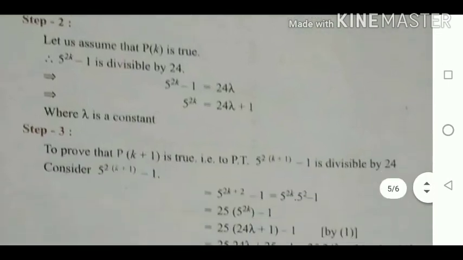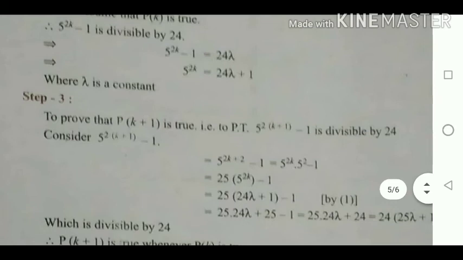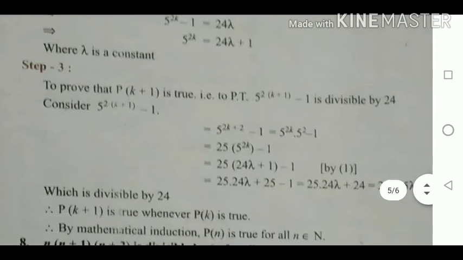The second step, let us assume that P of k is true. 5 power 2k minus 1 is divisible by 24. That is, 5 power 2k minus 1 equal to 24 lambda. 5 power 2k equal to 24 lambda plus 1, where lambda is a constant. In these sums, we take c as a constant, here lambda. You may write whatever it may be, lambda, c, both are one and the same.